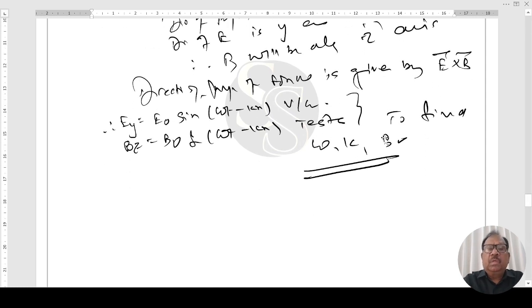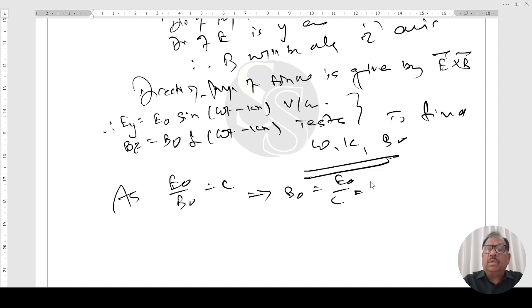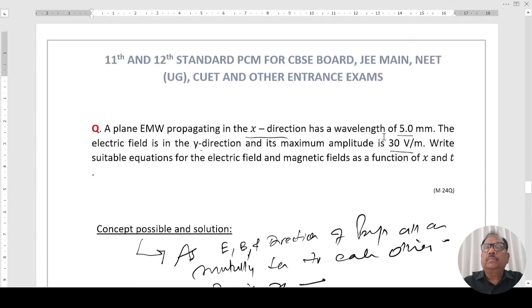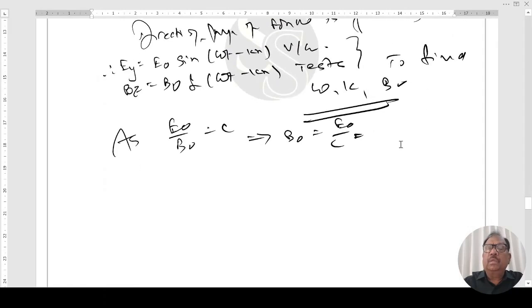Now, as we know, E naught over B naught equal to C. Then B naught comes out to be E naught by C. E naught is 30. 30 divided by 3 into 10 to the power 8. On simplification, this comes out to be 10 to the power minus 7 Tesla. This comes out to B naught.